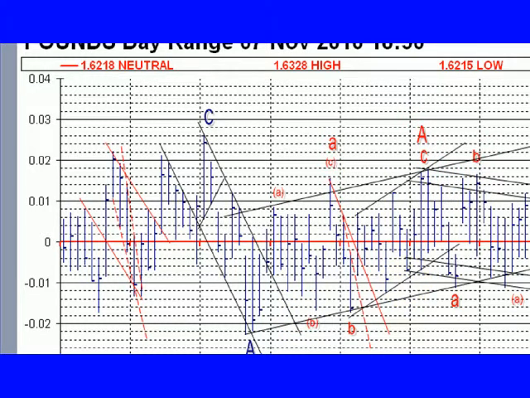Now within this channel line, you can see clearly we also had a shorter little channel line there that we put in, and when we put it on the first peak there, it gave us a target area for the next peak.